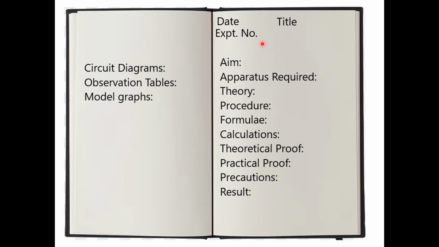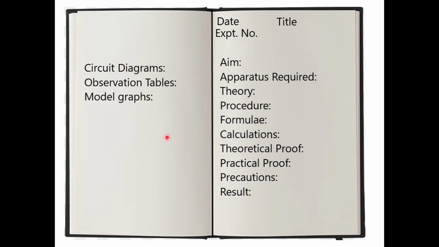The student may not be able to accommodate all this in one page. It will take several pages to write all this content. So they must write only on the right side pages. On the left side pages they must draw the circuit diagram, the observation tables, and if a model graph is there, they must draw the model graph on the left side.